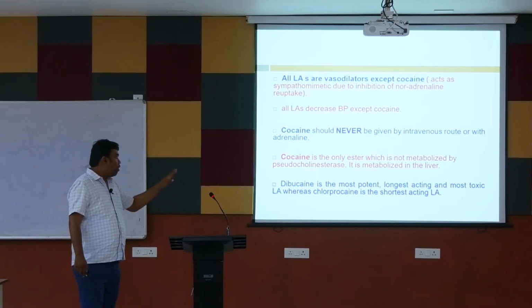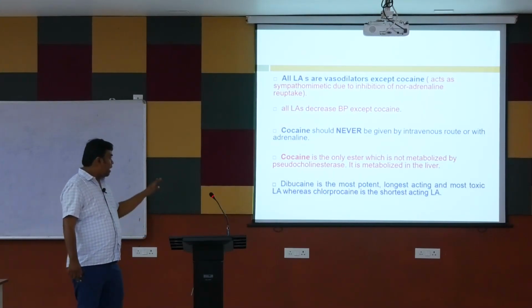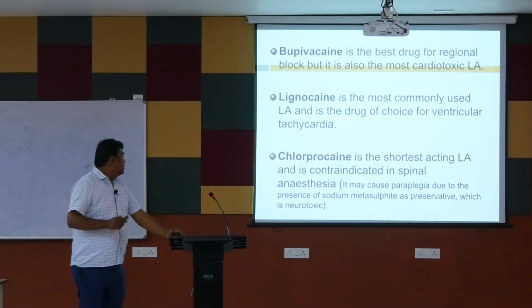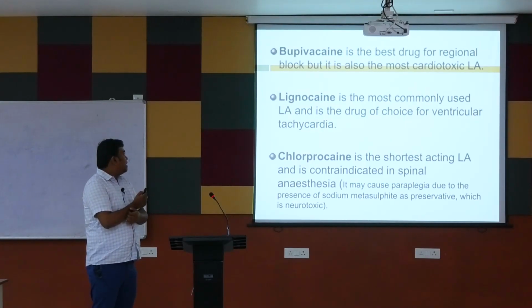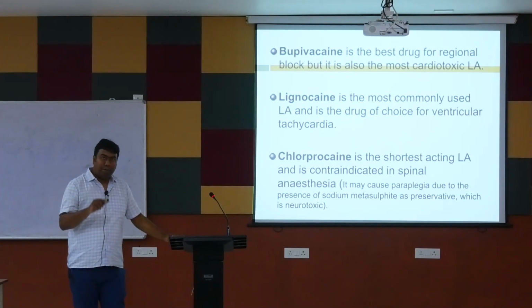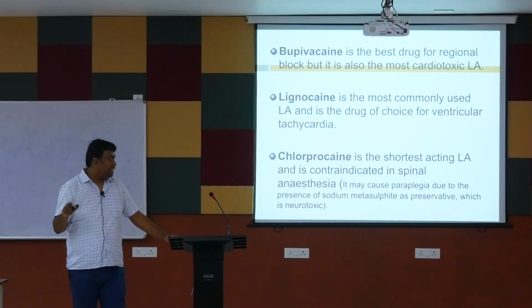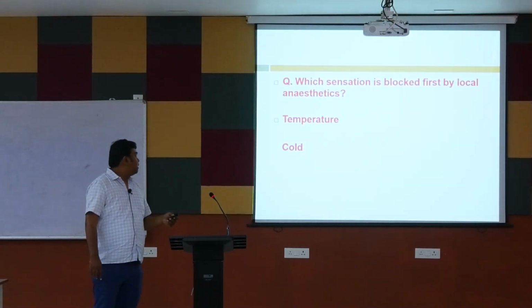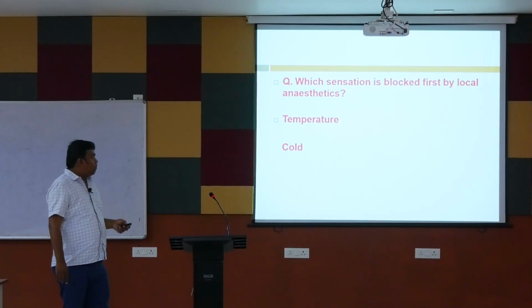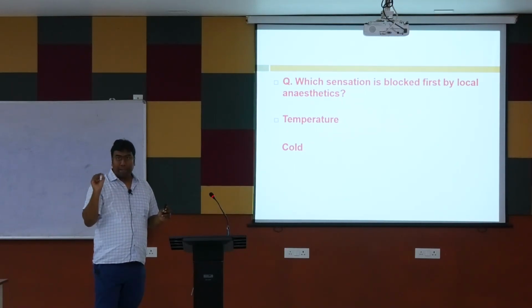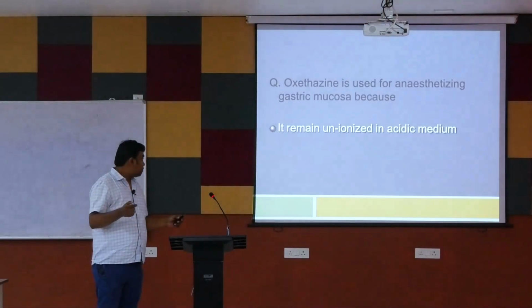Dibucaine is the most potent, longest acting and most toxic, whereas chloroprocaine is the shortest. Bupivacaine is the best drug for regional block. For regional block, bupivacaine is preferred; lignocaine is preferred for surface anesthesia. Which sensation blocks first? Temperature, and if more specific, cold.